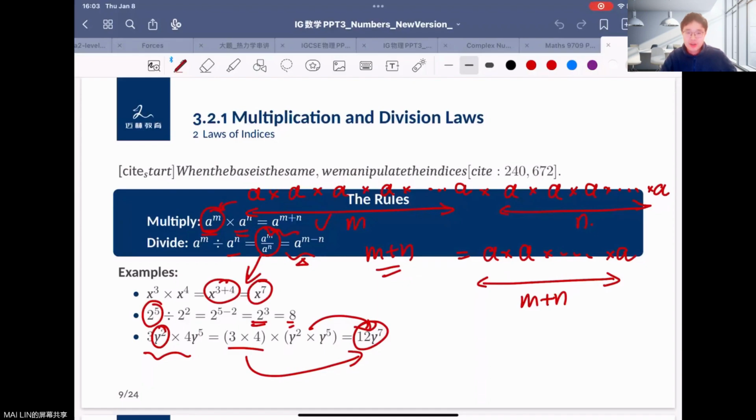Here let's review the last lesson. We learned about multiplying and dividing, right? And we knew that a^m times a^n means there are m a's and n a's, and we add them together, so it's a^(m+n). Also, here we have some examples.